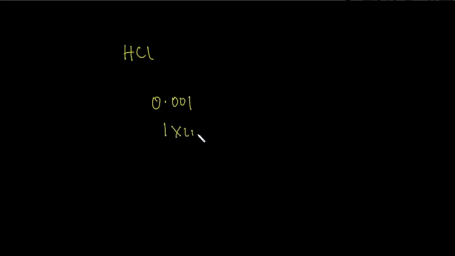1 times 10 raised to power minus 4. This kind of values, not 0.002, something like this. Now please, what you need to do is count the number of zeros or count the power, and that's your answer. So the pH, if you have HCl, if you have HNO3, the pH for this one is 3, the pH for this one is 4.